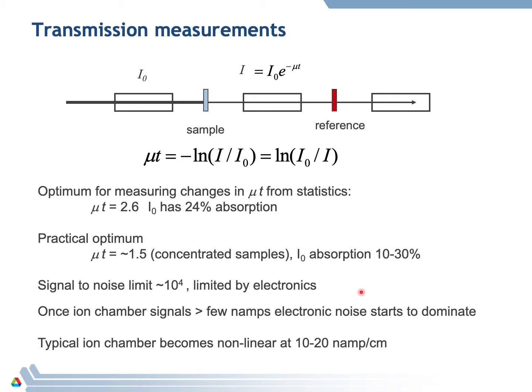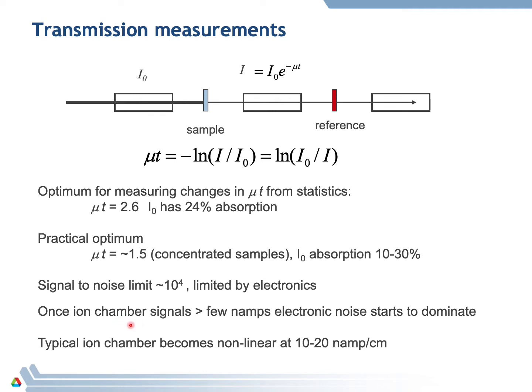So if you have a typical beam of 10 to the 10th photons per second, you see that a 1 second or so measuring time should be sufficient to get a signal that's going to be mostly limited by electronics rather than the number of photons.